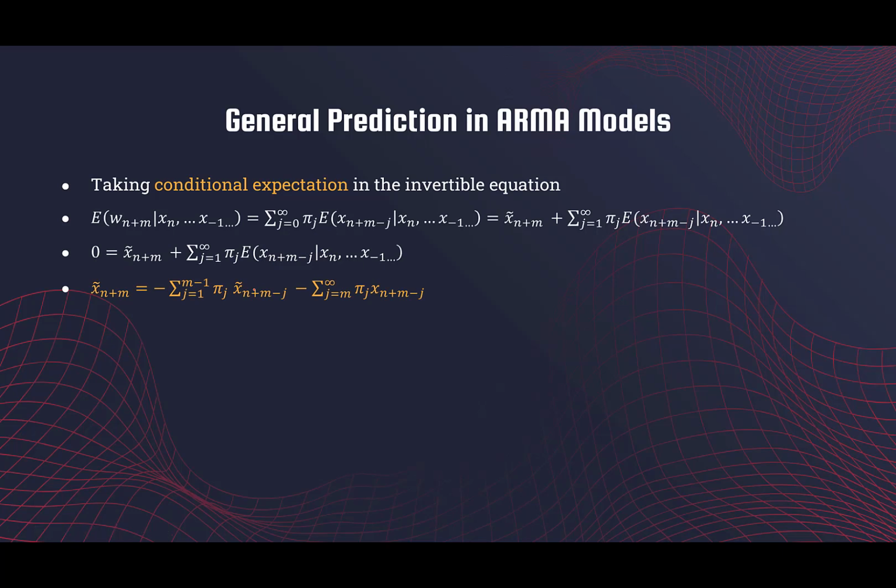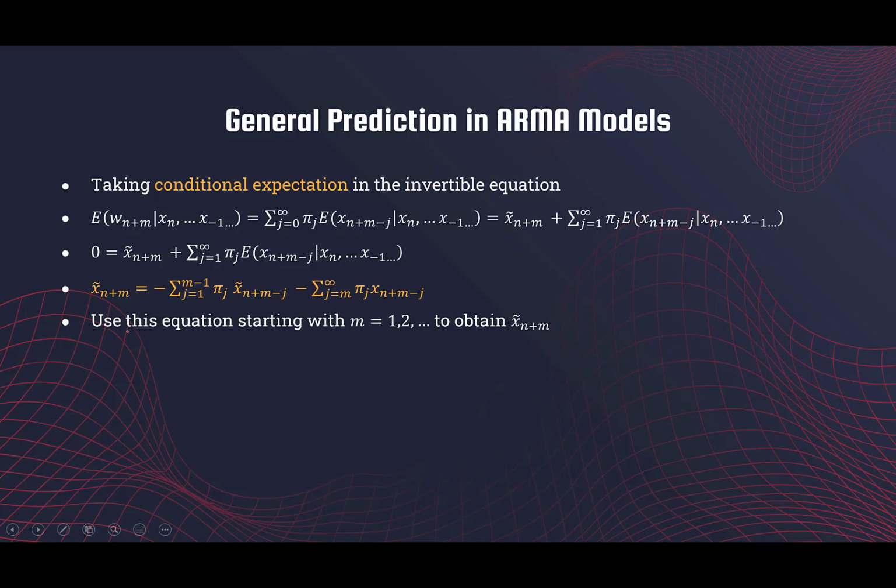Rearrange it, and then you can write x tilde n plus m. I put this on the other side. I'm splitting this sum into the first m terms and then m onwards, okay? So it's split in this way. Why? Because m onwards, so let's see, if j is equal to m, then you have xn, and expectation of xn given all of this is just xn, okay? So you have these random variables and you have this x tilde here. So this is the equation that we are going to use to obtain x tilde n plus m, okay?